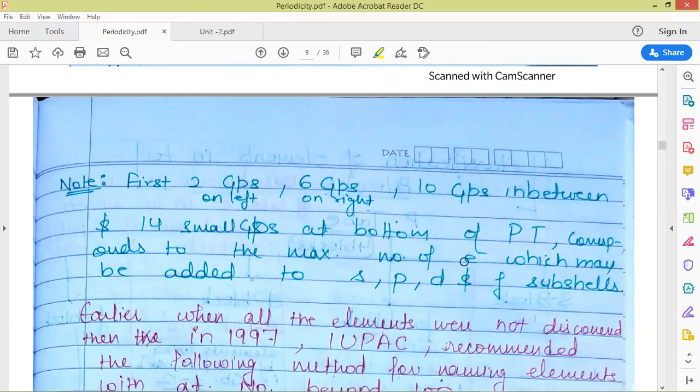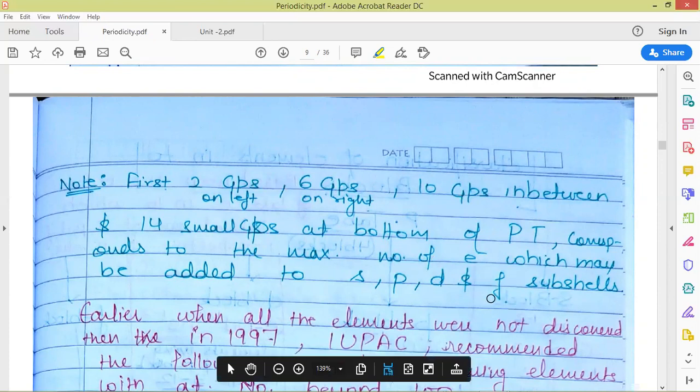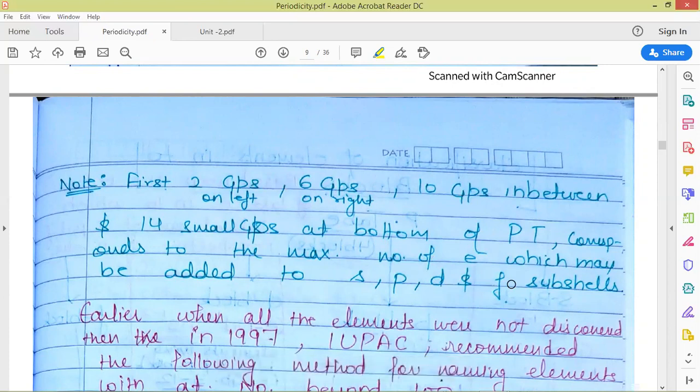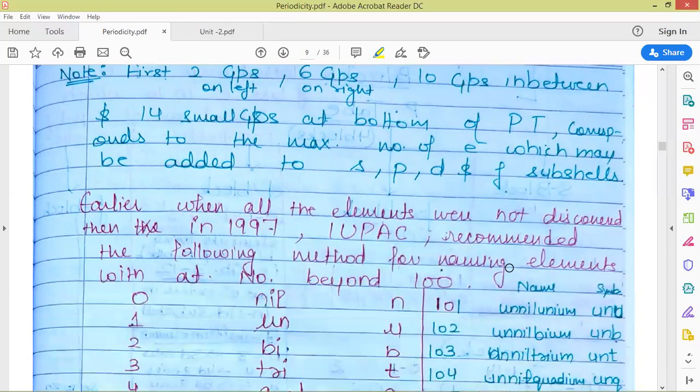These correspond to the maximum number of electrons that may be added to these subshells. The first two groups represent the s subshell. The last 6 groups represent the p subshell. As the number of groups is 6, p also has a maximum capacity of 6. Number of groups is 2, so s has a maximum capacity of 2 electrons. The number of groups present in between these two types is 10, so the maximum capacity of d is 10. And there are 14 small groups, and the maximum capacity of the f subshell is 14 electrons. So these are related in this way.